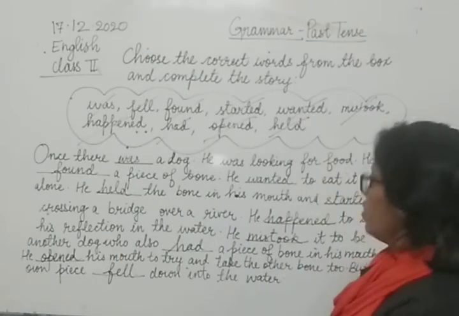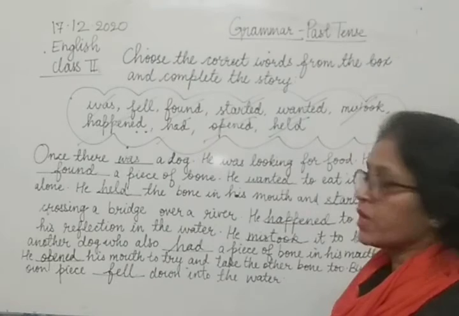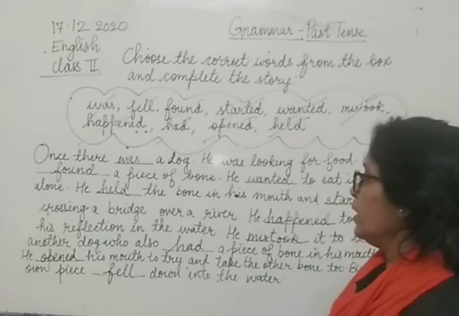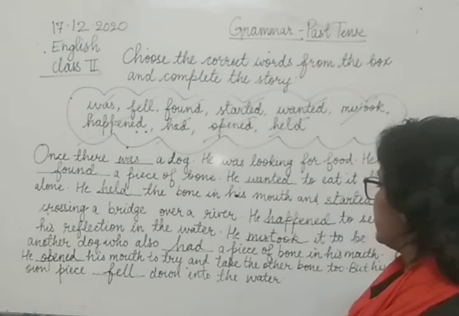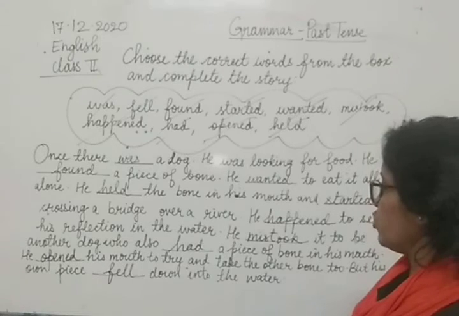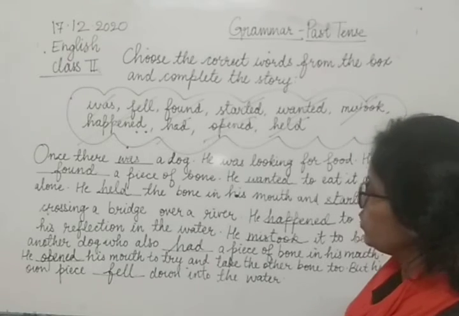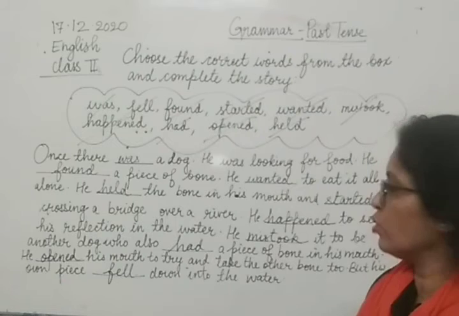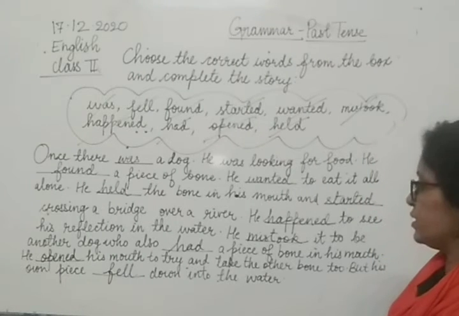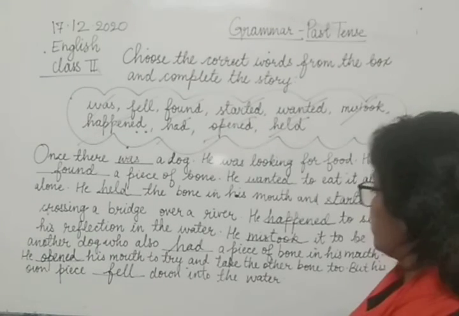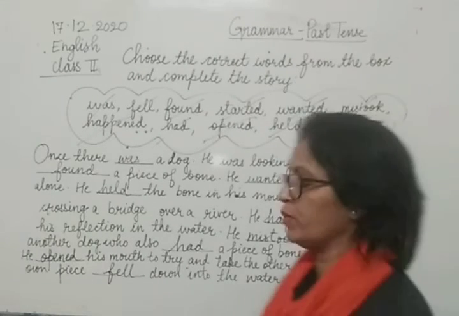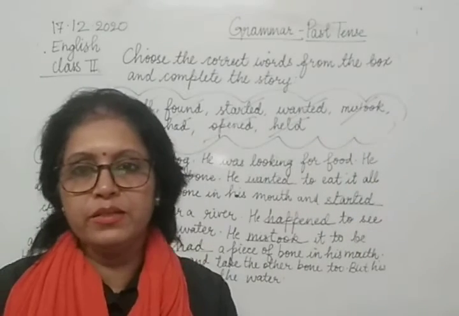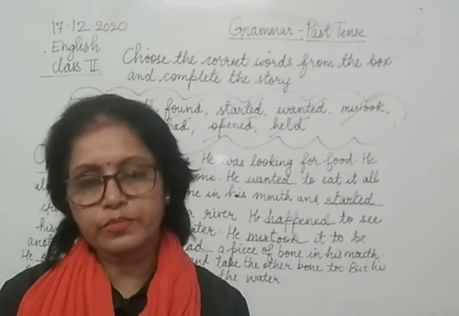Once there was a dog. He was looking for food. He found a piece of bone. He wanted to eat it all alone. He had the bone in his mouth and started crossing a bridge over a river. He happened to see his reflection in the water. He mistook it to be another dog who also had a piece of bone in his mouth. He opened his mouth to try and take the other bone too, but his own piece fell into the water. And the story is complete.